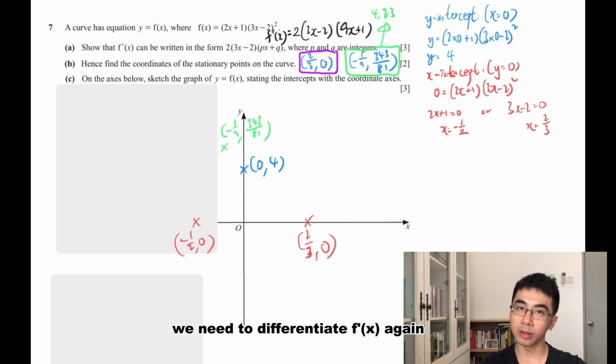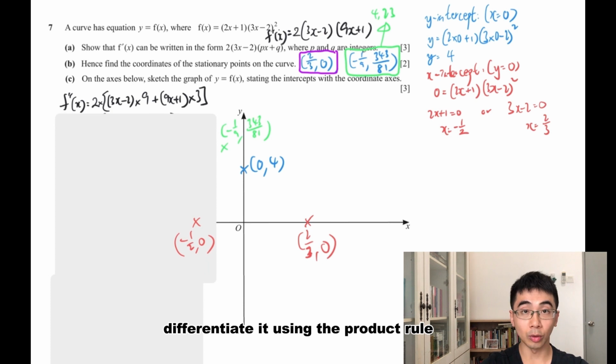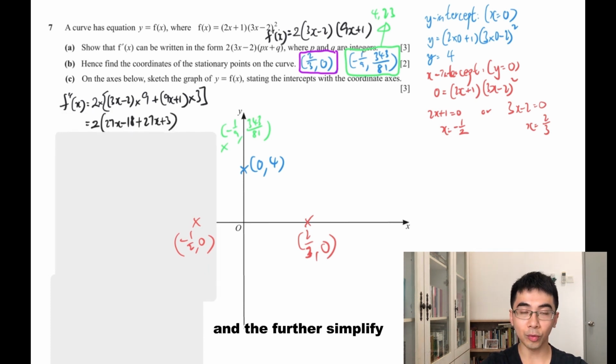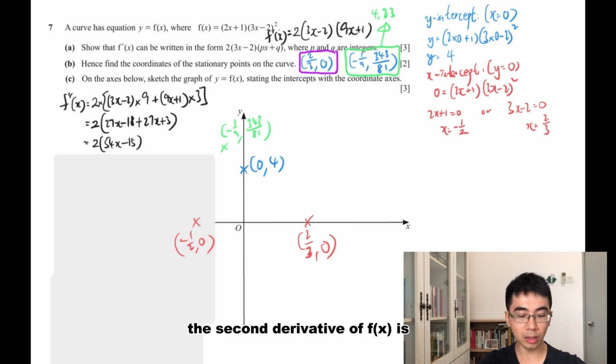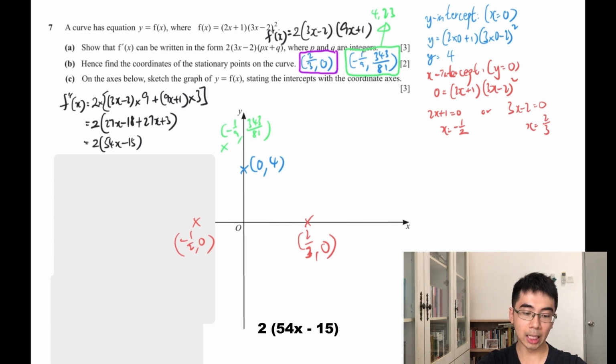We need to differentiate f prime of x again. I differentiate it using the product rule and then simplify the bracket, and then further simplify it, you will have something like this. All right. So the second derivative of f of x should be 2 times the bracket 54x minus 15.